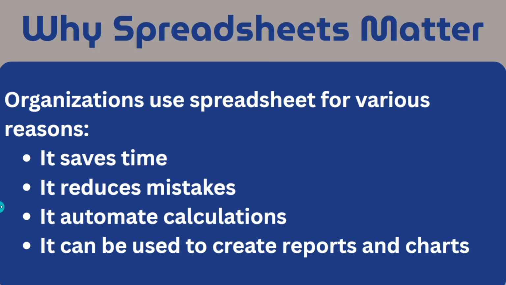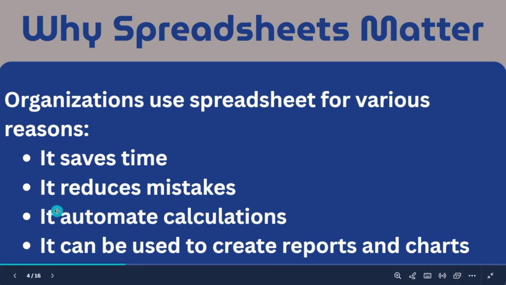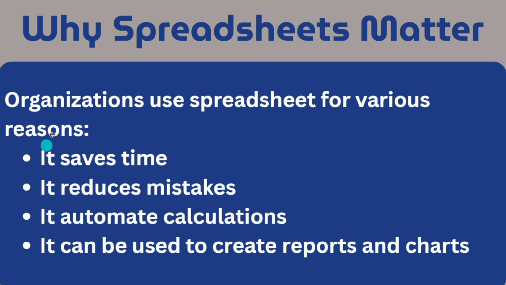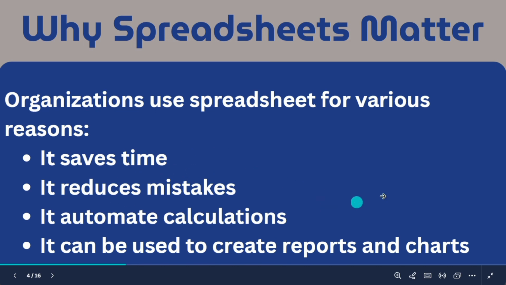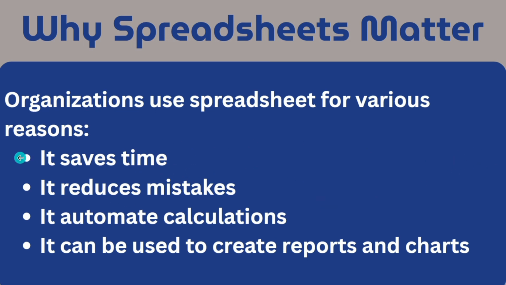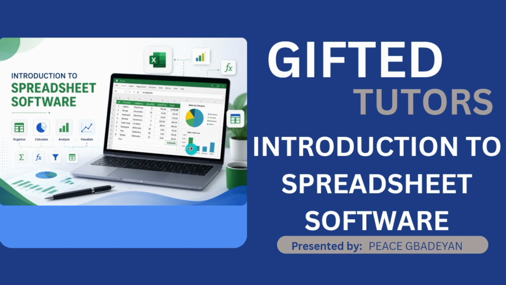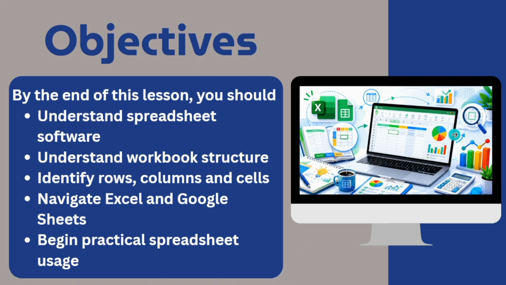The next one is it reduces mistakes. Your spreadsheet rarely makes mistakes. Once your formulas are correctly calculated and everything is aligned, by the time you ask your spreadsheet to automate your calculations, there would be no mistakes in your work. So as an organization, you can use a spreadsheet to reduce mistakes in calculations. It also automates your calculation, and it can be used to create reports and charts, just like we saw on our first page. This is the data, and this data was used to create these reports and charts.